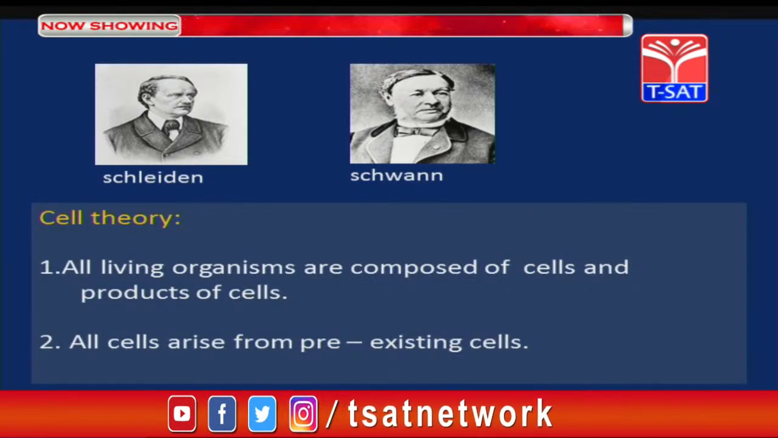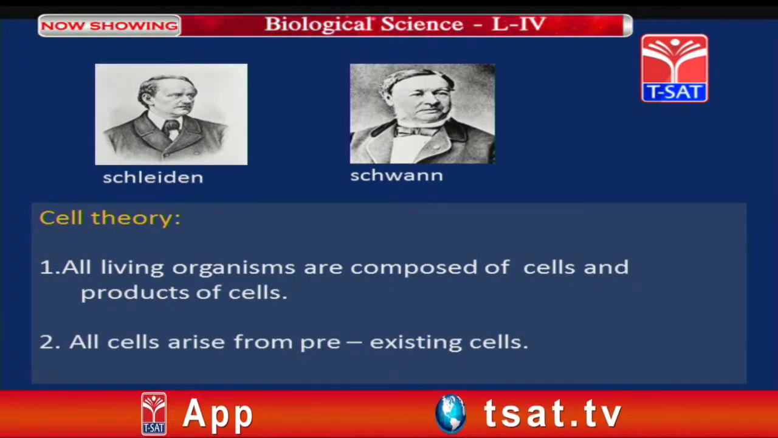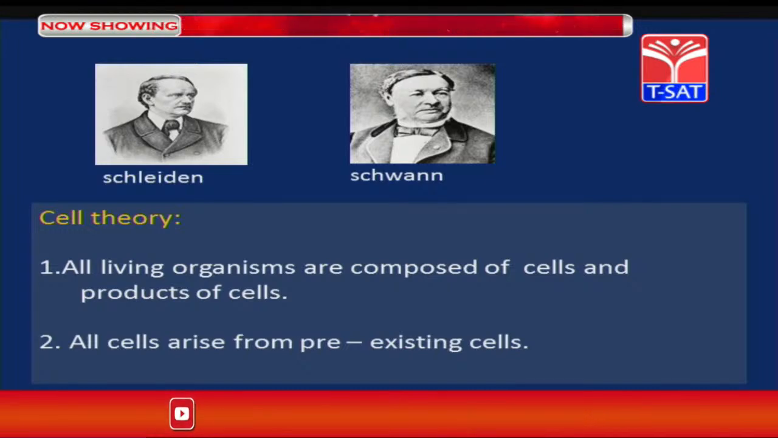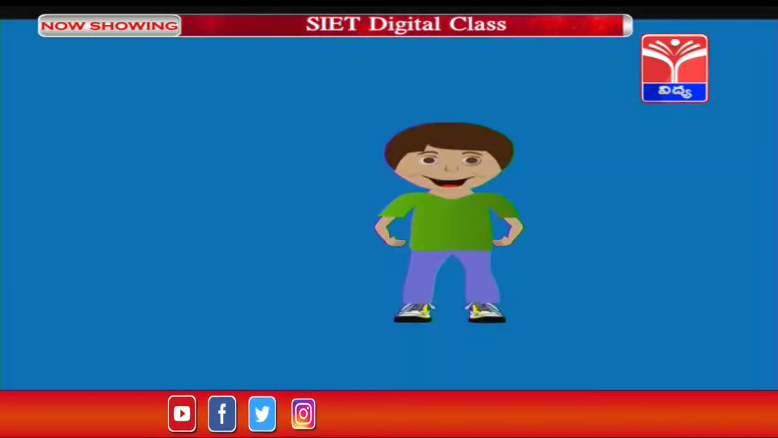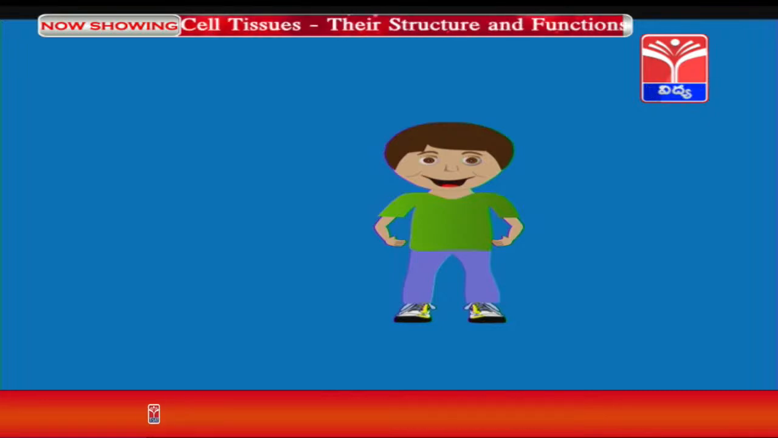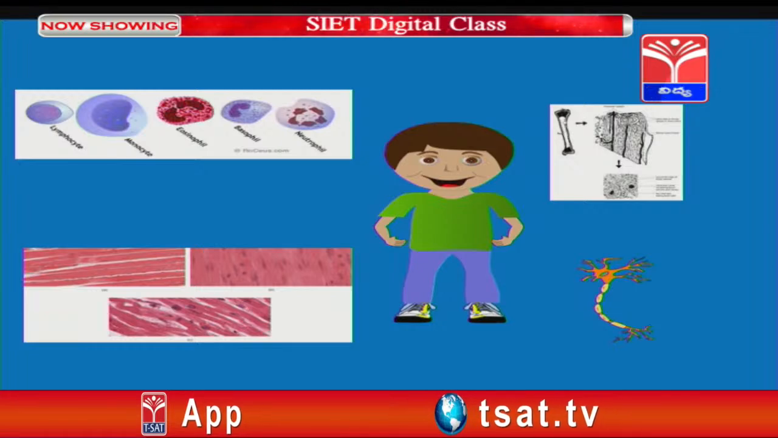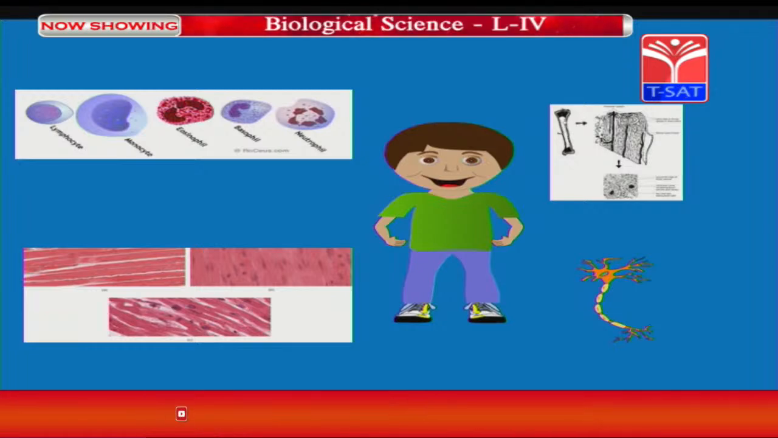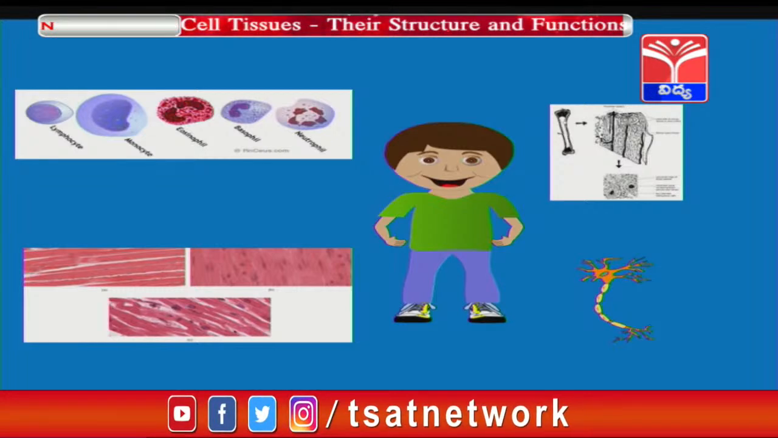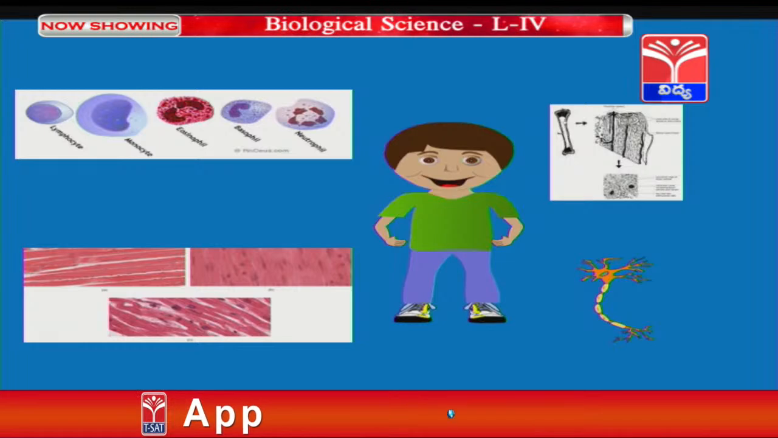According to the cell theory, all living organisms are composed of cells and products of cells. All cells arise from pre-existing cells. Organisms possess different kinds of cells according to the functions they perform. In the human body, different kinds of cells are seen, like blood cells, muscle cells, nerve cells, bone cells. In a similar way, plants also are made up of different kinds of cells.